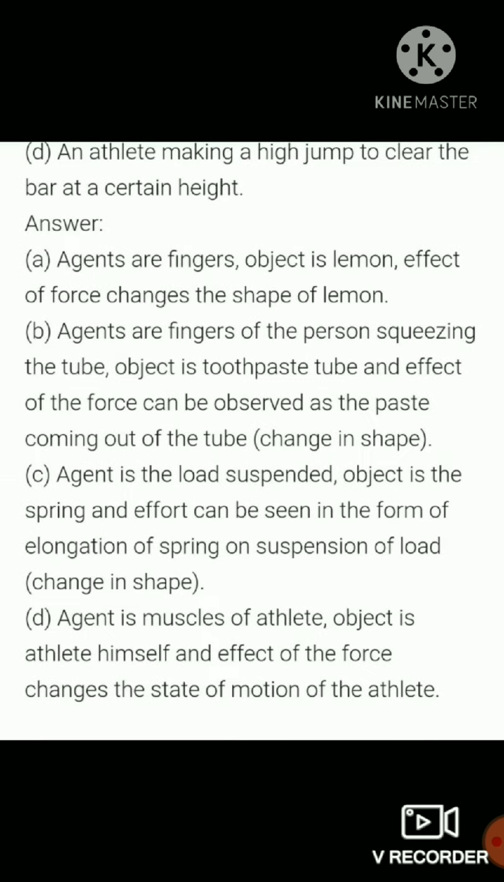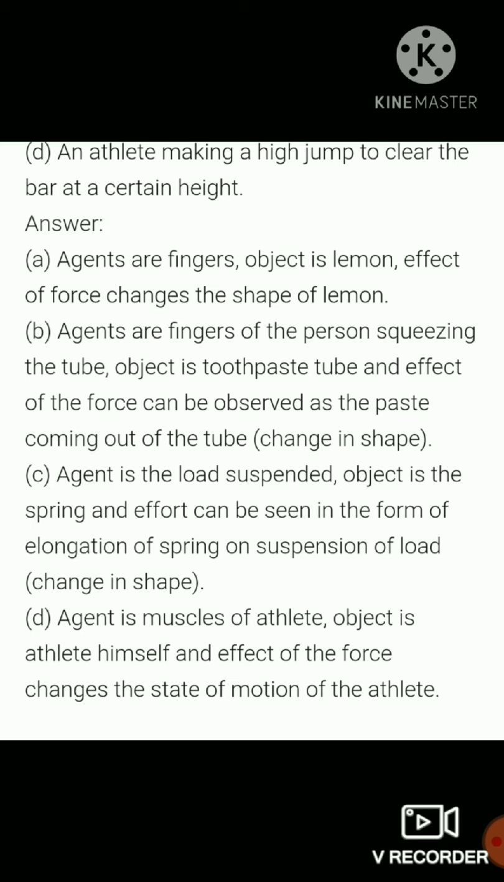So the answer is: the agent is the fingers, the object is the lemon. The effect of the force is that it changes the shape of the lemon. Okay. The agent is the fingers of the person squeezing the tube, the object is the toothpaste tube, and the effect of the force can be observed as the paste coming out of the tube.